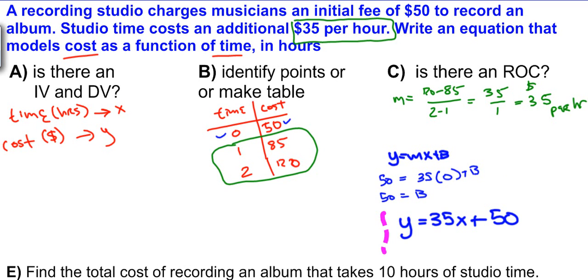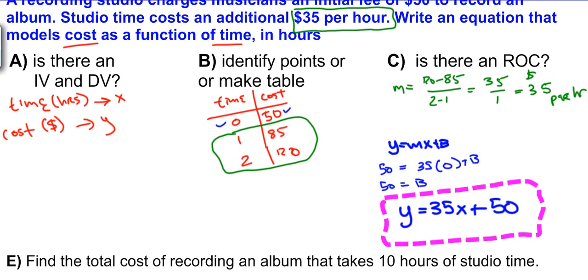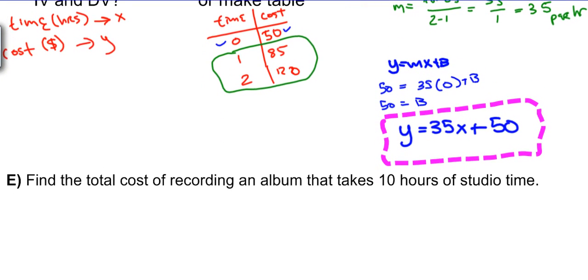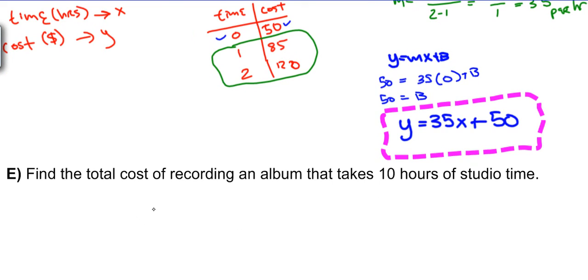A couple things to refer to them as. This would be the cost per hour as your rate of change. This is a lot of times what we call the base fee or the initial cost, something that starts at the beginning before you actually start adding on anything. Then we can use this equation to answer questions like this. Find the total cost of recording an album that would take 10 hours.